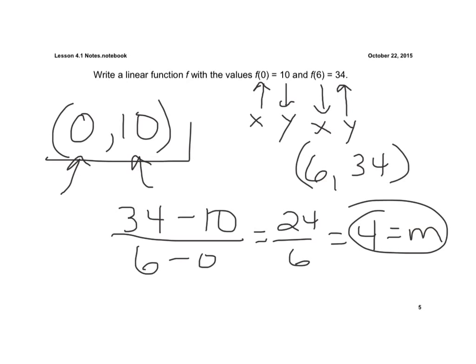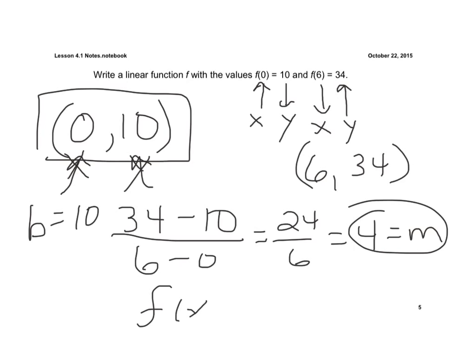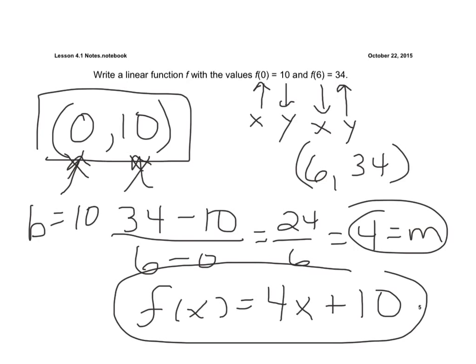And again, this point right here represents my y-intercept, because if the x value is 0 and the y value is 10, then my b is equal to 10. So then my function would be f of x is equal to 4 times x plus 10. And this is, again, just like y equals mx plus b, but because they wanted us to write it as a linear function, we use f of x equals 4x plus 10.